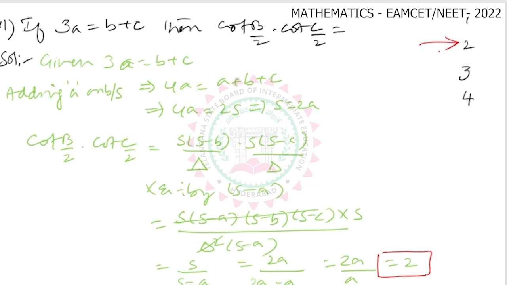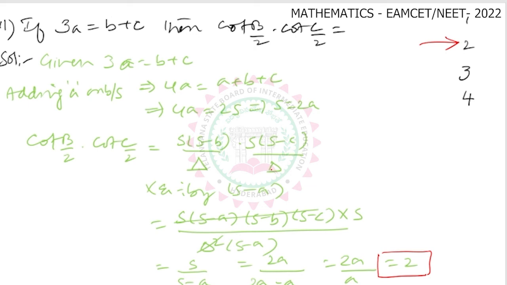4a equal to a plus b plus c, which is equal to 2s. So 2 ones are 2, the 2s cancel, which gives me s is equal to 2a. Now the given question is cot B by 2 into cot C by 2. I have substituted the value in terms of half angle. That is s into s minus b by delta, s into s minus c by delta.